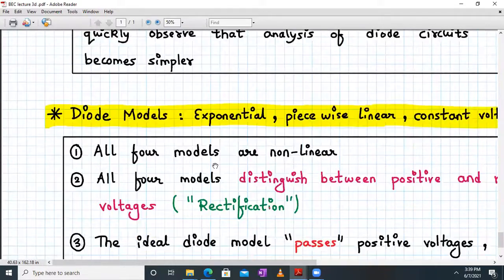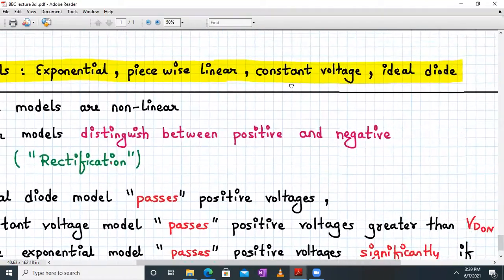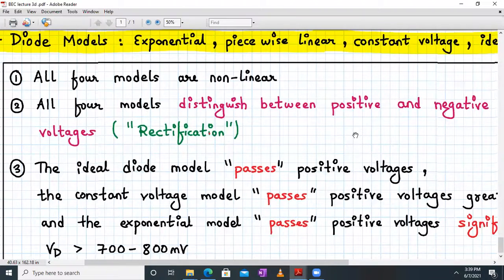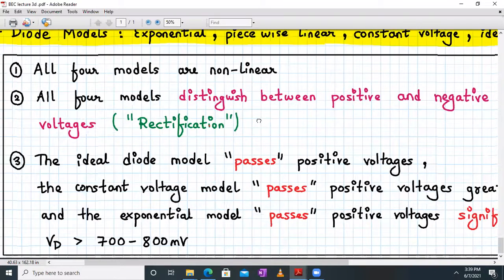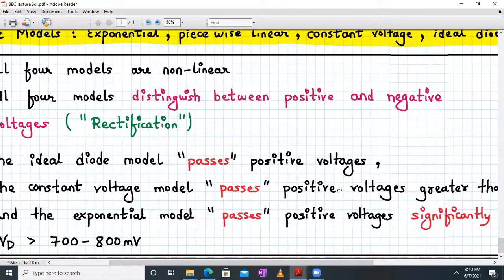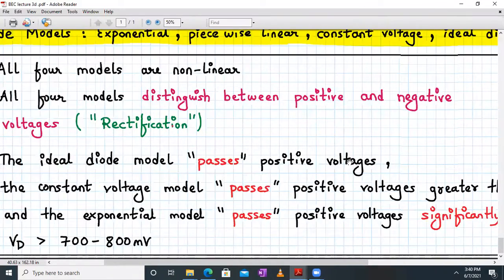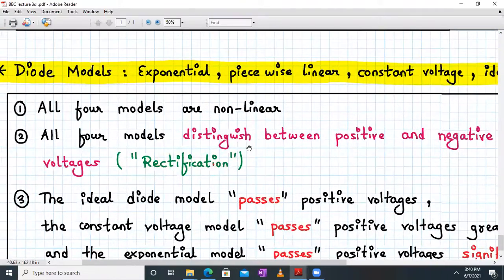Fine. So let's summarize all the diode models. We have studied exponential, piecewise linear, constant voltage, and ideal diode models. All four models are nonlinear. All four models distinguish between positive and negative voltages, which can be useful in rectification applications. The ideal diode model passes the positive voltages. The constant voltage model passes the positive voltages greater than VD on, and the exponential model passes the positive voltages significantly if VD, the external voltage, is greater than 700 to 800 millivolts. Okay, so this is in all the summary of the diode models.